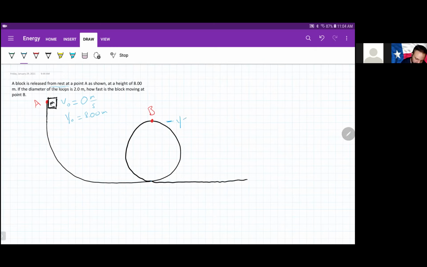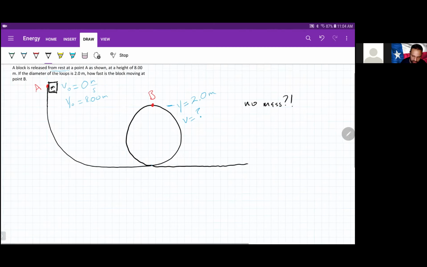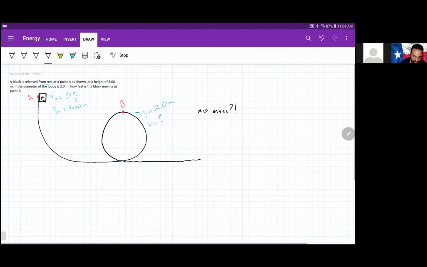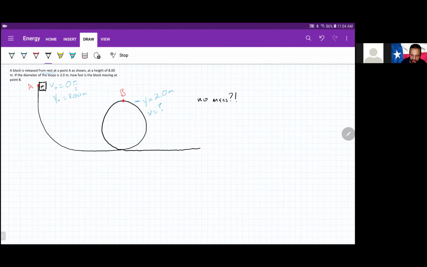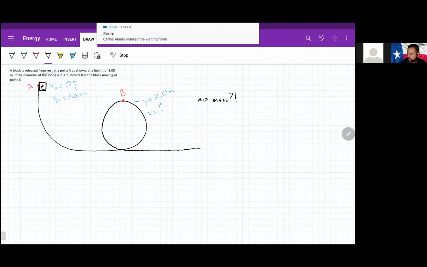You'll notice here that they don't give the mass. So where's the mass? No mass, what's going on? All right, so let's go ahead and set up our equations. And you'll see that as long as we're not dealing with a spring, we don't need to worry about them giving us mass.